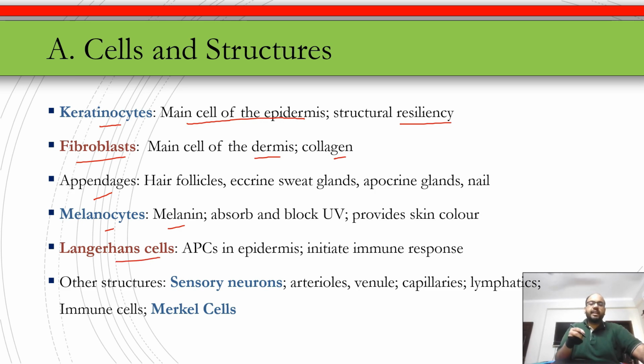The Langerhans cells are antigen-presenting cells, and they're present in epidermis to start the innate immune response. So whenever there is a pathogen and those pathogens come into contact with Langerhans cells, they will initiate a cascade of a process which will eventually start the innate immune response. Other structures like sensory neurons, arterioles, venules, capillaries, lymphatics. So these are the other structures apart from the structures like keratinocytes or fibroblasts. Let's move forward.